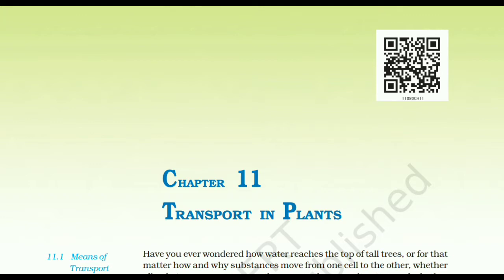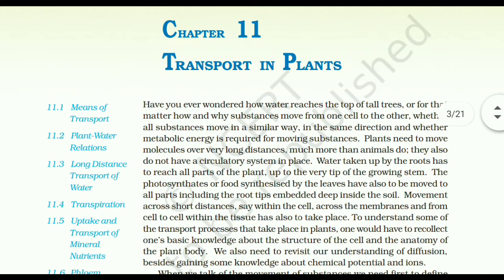Chapter 11, Transporting Plants. Have you ever wondered how water reaches the top of tall trees, or for that matter, how and why substances move from one cell to the other? Whether all substances move in a similar way in the same direction, and whether metabolic energy is required for moving substances. Plants need to move molecules over very long distances, much more than animals do. They also do not have a circulatory system in place.